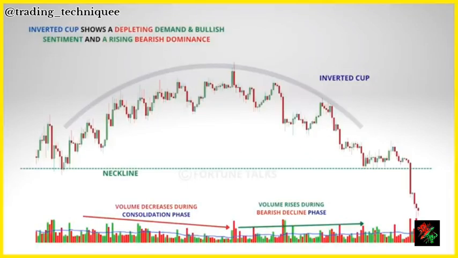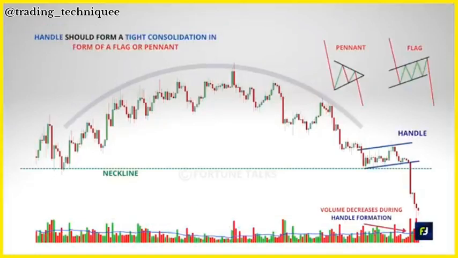The formation of the inverted cup shows a depleting demand and a lack of buying pressure, which can be validated by using the volumes. Now the handle should be a tight consolidation in form of a bear flag or a bear pennant, which also comes with contracting volumes.